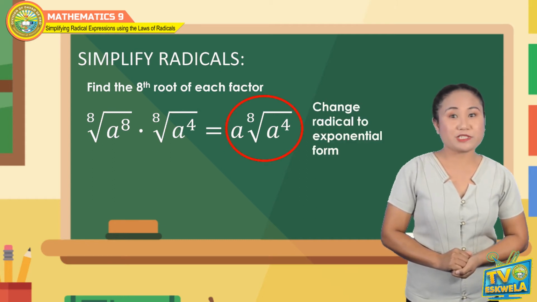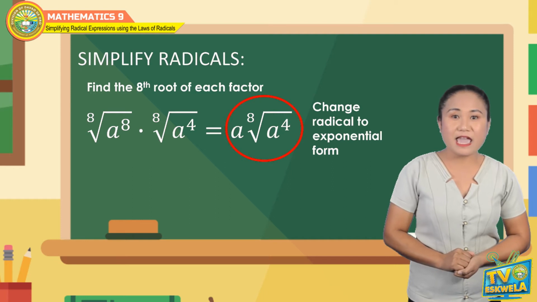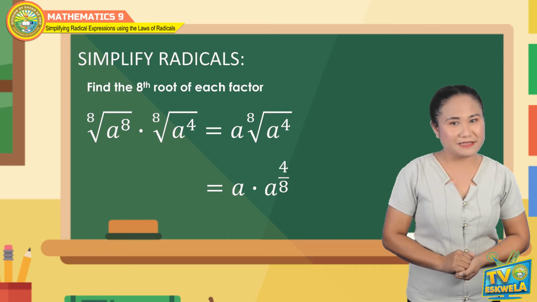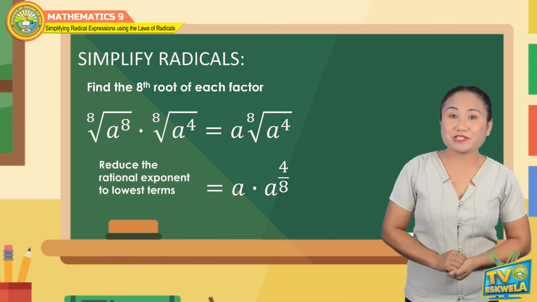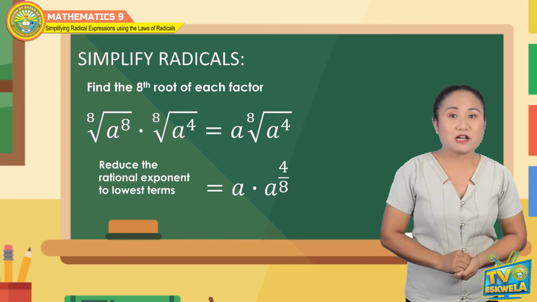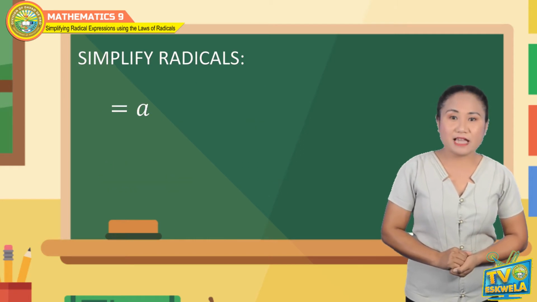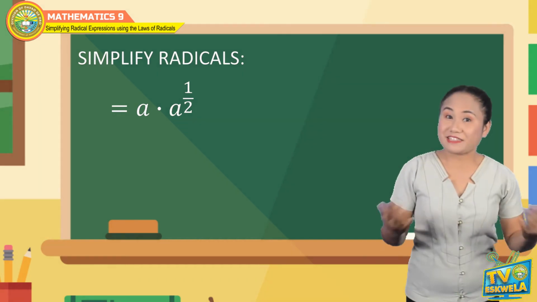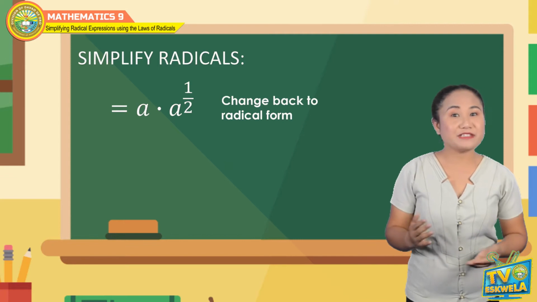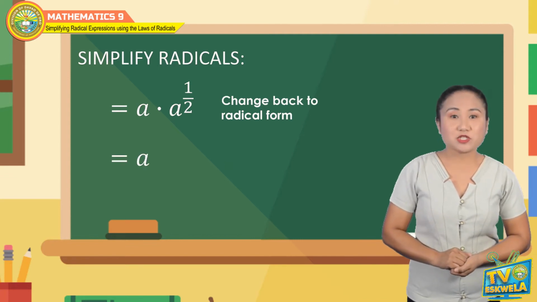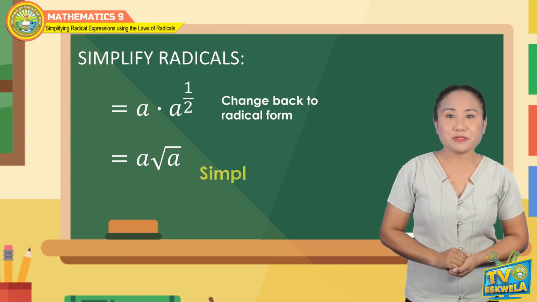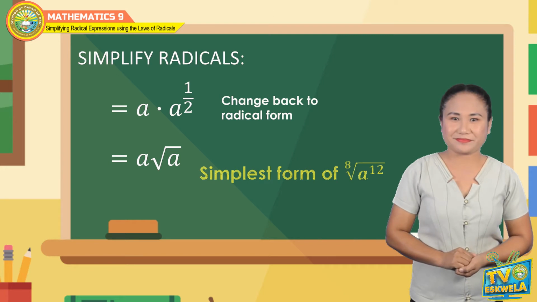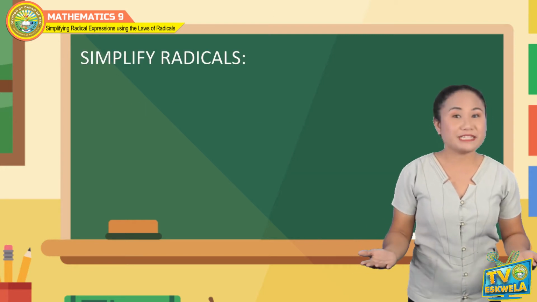Changing the radical to exponential form makes a times a raised to the power of 4 over 8. Reduce the rational exponent to lowest terms results to a times a raised to the power of 1 over 2. Then, changing it back to a radical form gives a square root of a. This is the simplest form of 8th root of a raised to 12. Let us now proceed to the next example.